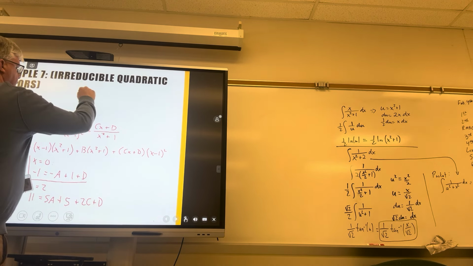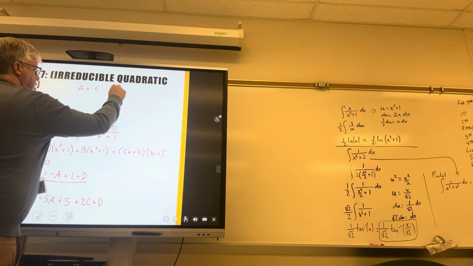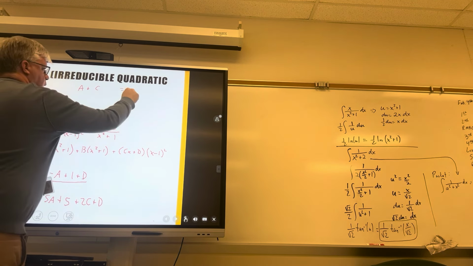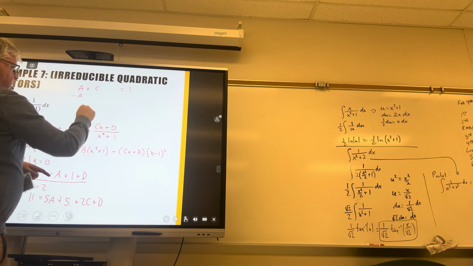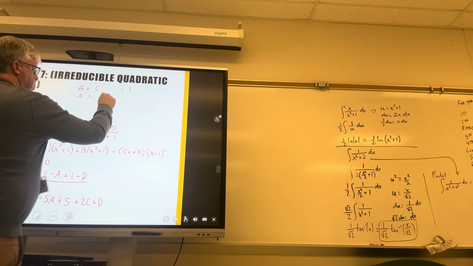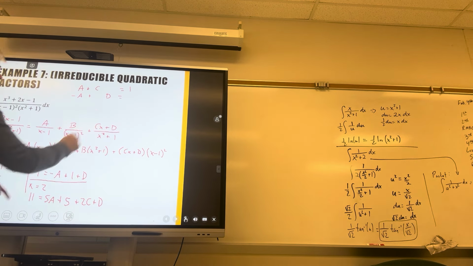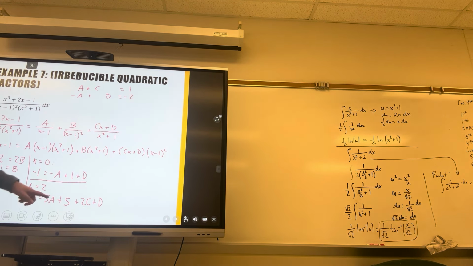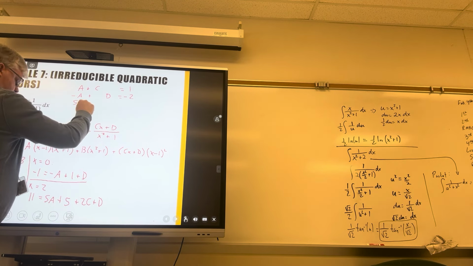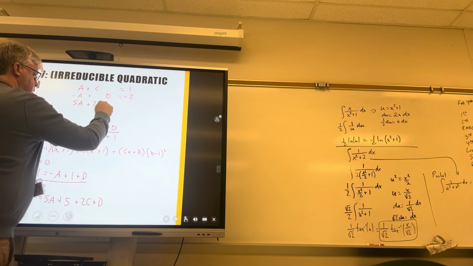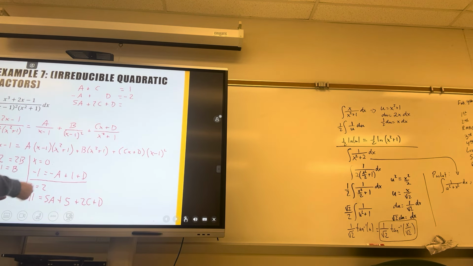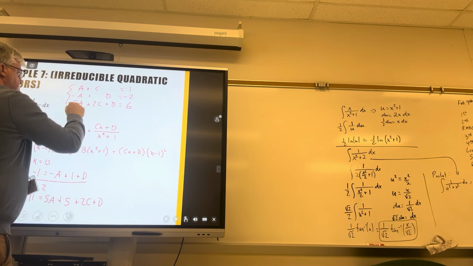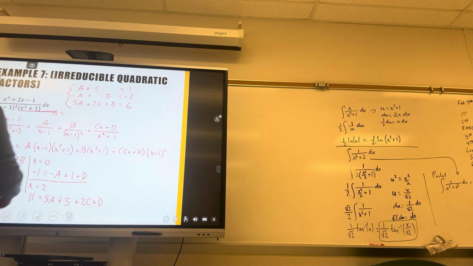I've got a plus c, and no d in that one, equals 1. Then I've got negative a, no c in this one, plus d, and this would be equal to -2. And then this one has all of them, 5a plus 2c plus d. And that is going to be 6 because I got to move this 5 over. So there's my system. And remember, we also already knew that b was 1.